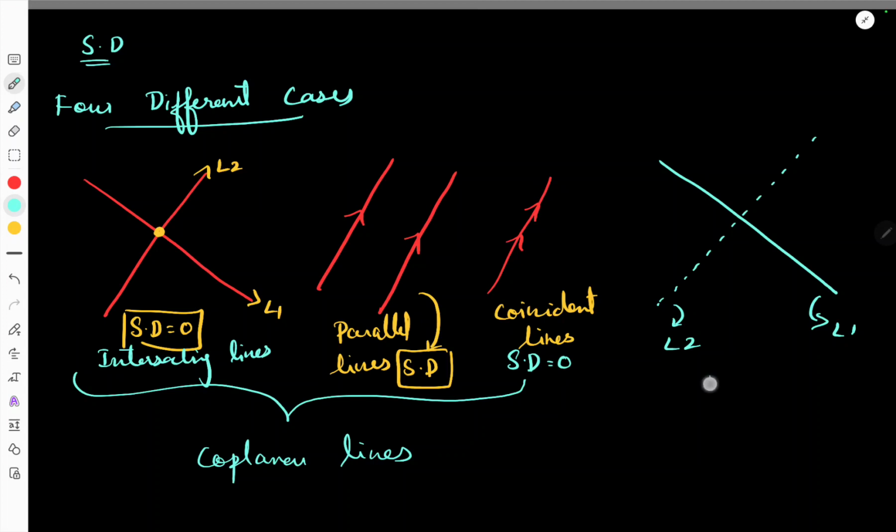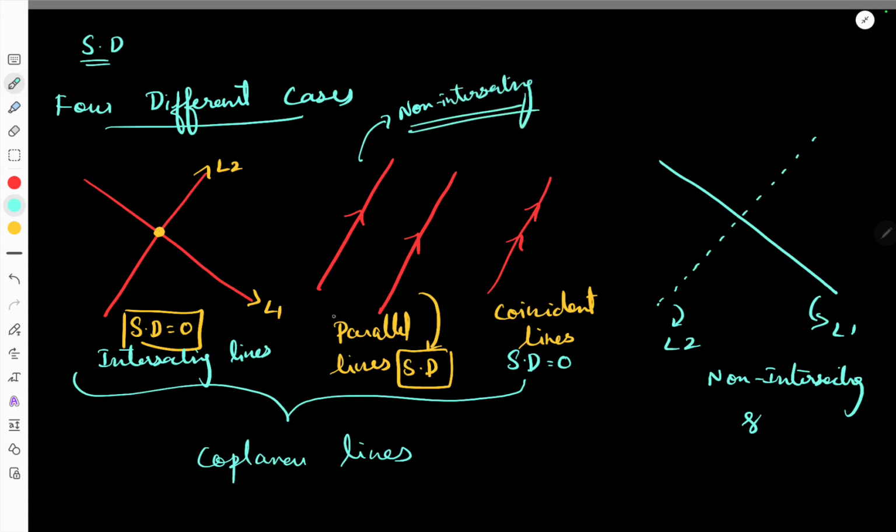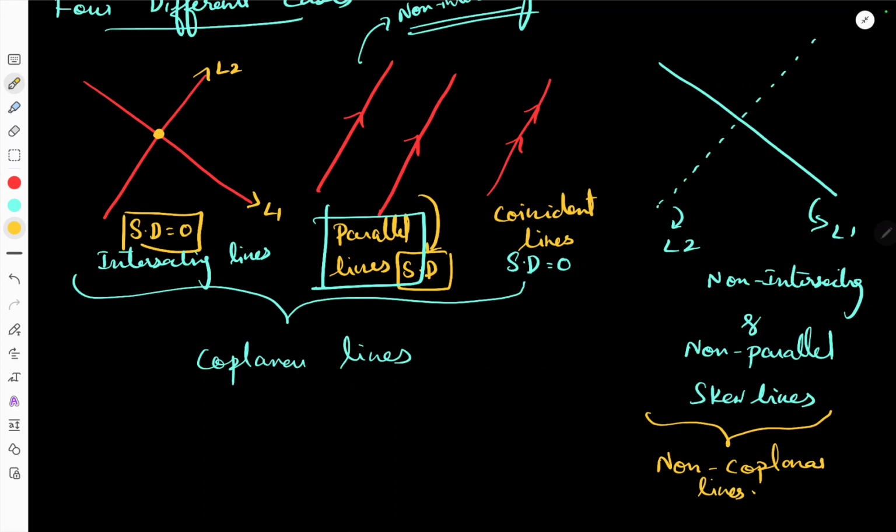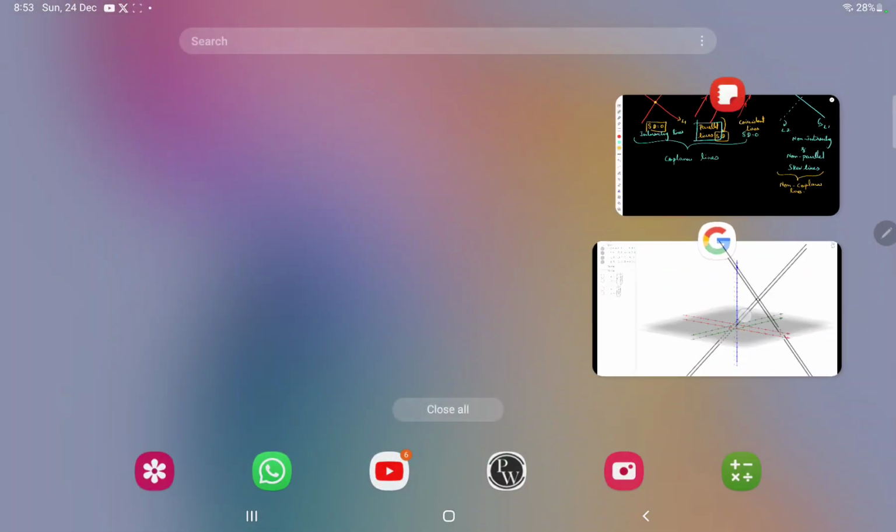Now this line is non-intersecting and non-parallel. If it is parallel lines, it will be non-intersecting, this we know. Non-intersecting and parallel means this one, and non-intersecting and non-parallel means we call these type of lines skew lines. We have to imagine this in 3D, we should not imagine this in 2D. These are non-coplanar lines, they are not in the same plane, they are in different planes.